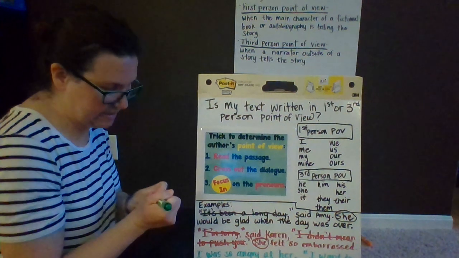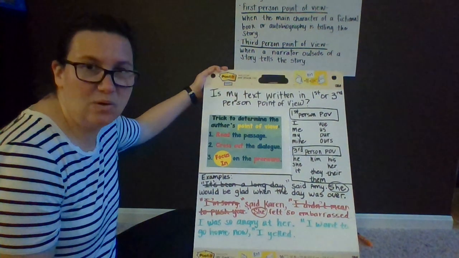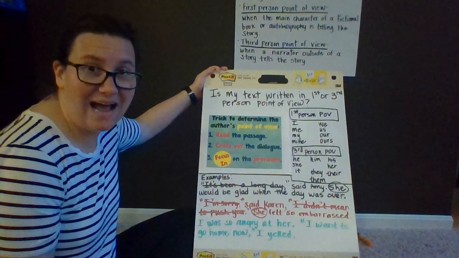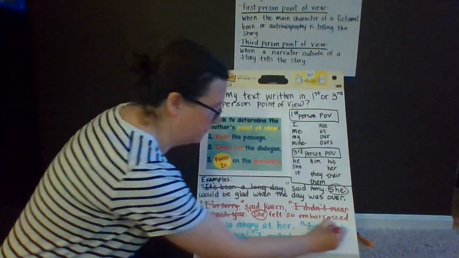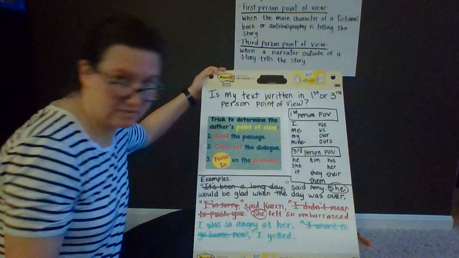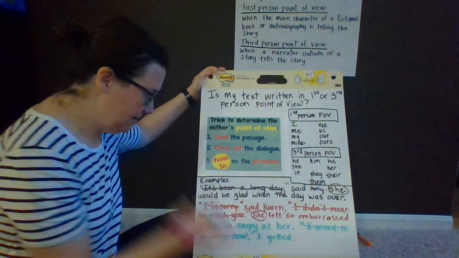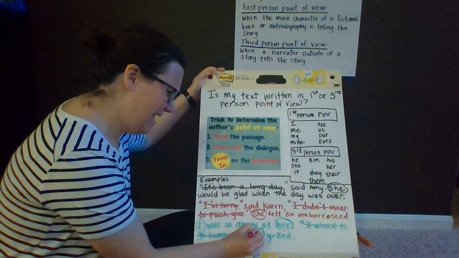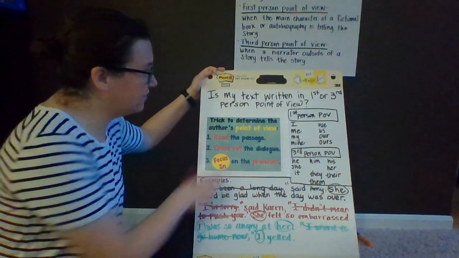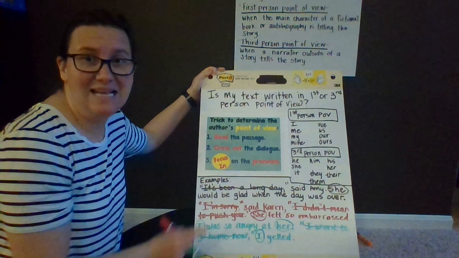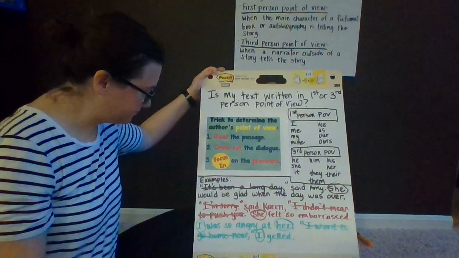Now we're going to try the last one, and you're going to notice something a little different about this one. This one says, "I was so angry at her. I want to go home now," I yelled. I'm going to cross off my dialogue: I want to go home now. That's what was actually said. And I'm going to circle my pronouns or word clues. I have I, her, and I. Now, wait a minute, Mrs. Weber. There are pronouns from first person and third person in what's left in my sentence. What do I do? Well, great question.